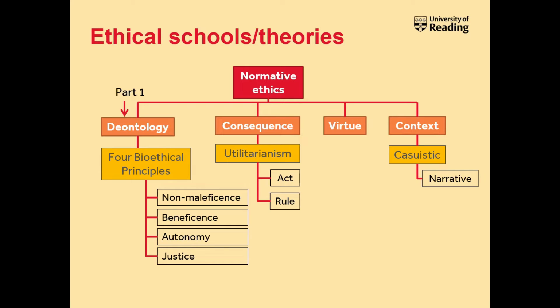So the ethical schools or theories give us different ways to think about ethical problems. This year we're going to focus on deontology. You can see in this diagram part 1 pointing towards deontology. And specifically within deontology, we will look at the 4 bioethical principles as examples of how to come to a decision about an ethical problem. So the 4 bioethical principles are non-maleficence, beneficence, autonomy, and justice.